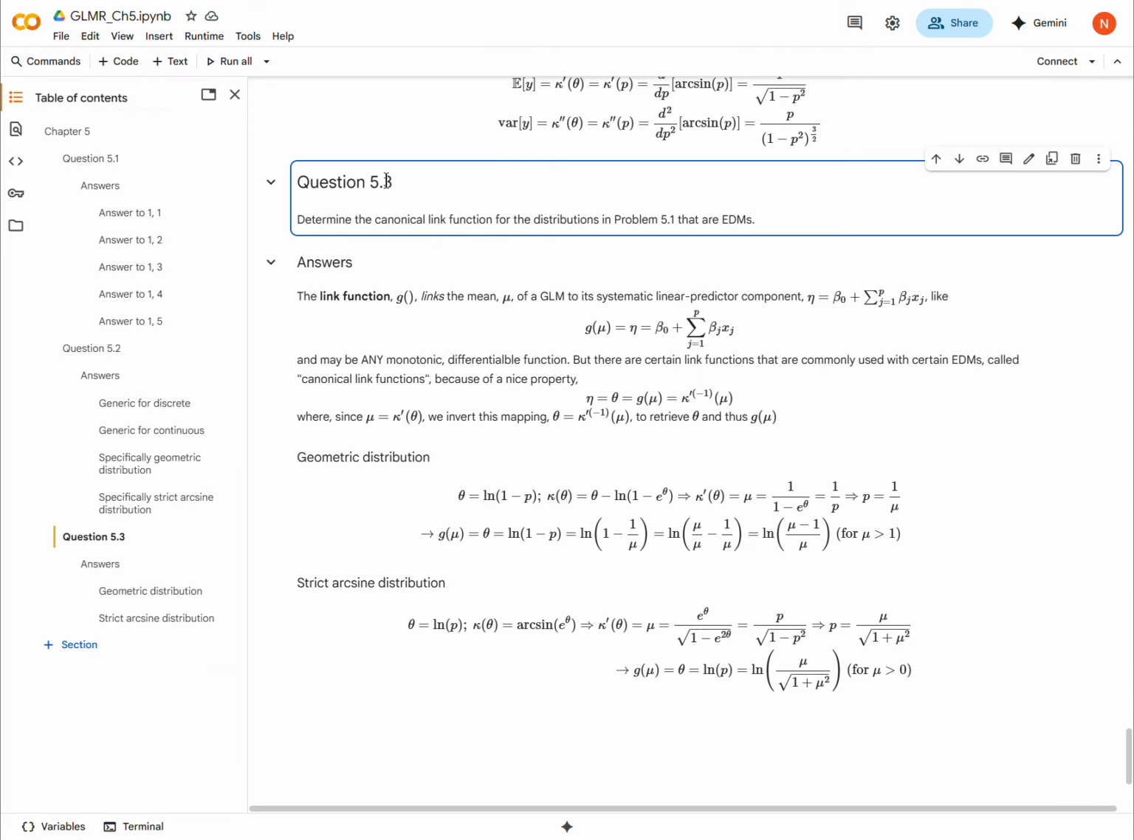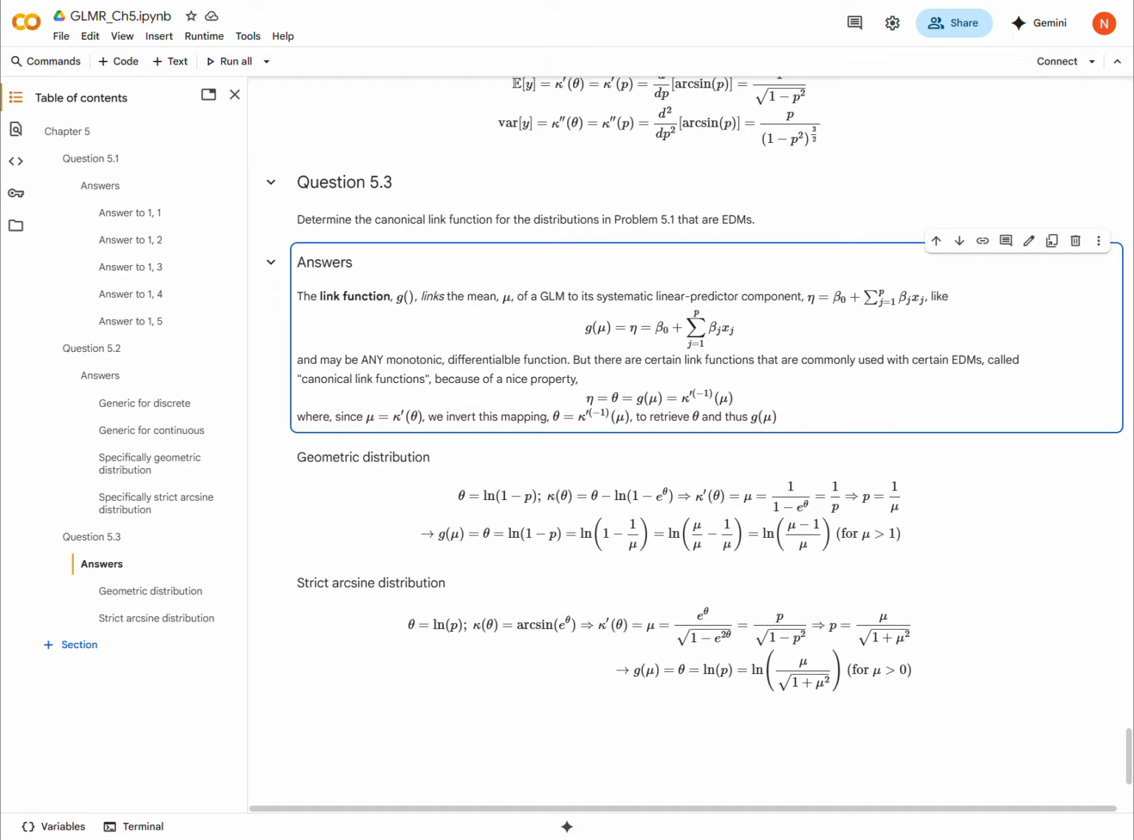And now finally, 5.3, we are to determine the canonical link functions for the distributions in 5.1 that are EDMs. So first of all, what is a link function? A link function, often denoted by g, links the mean of our regression, mu, to the set of linear predictors here.